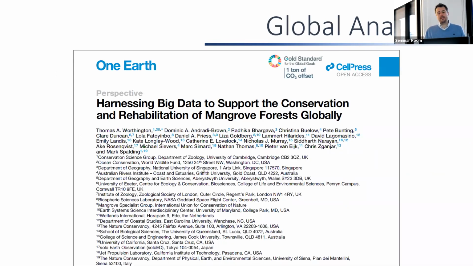I'm going to frame the next few sections of this talk around this paper that we put out last year, titled Harnessing Big Data to Support the Conservation and Rehabilitation of Mangrove Forests Globally. It's led by myself and multiple colleagues from around the world who are at big universities and some of the big NGOs, who are the people creating this global data that can look at conservation opportunities for mangrove forests.